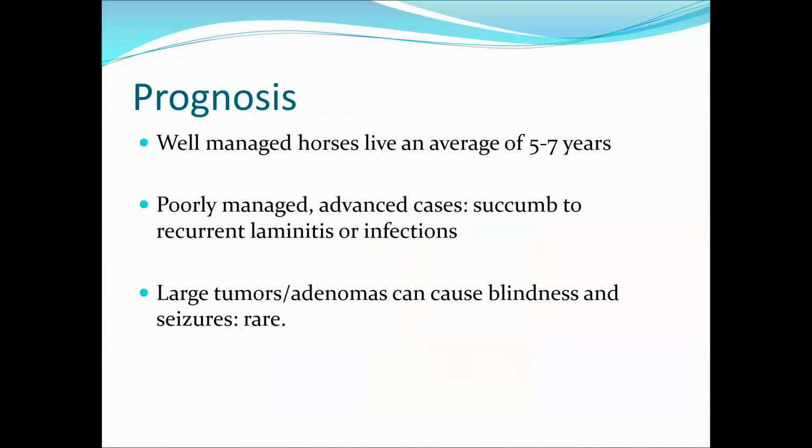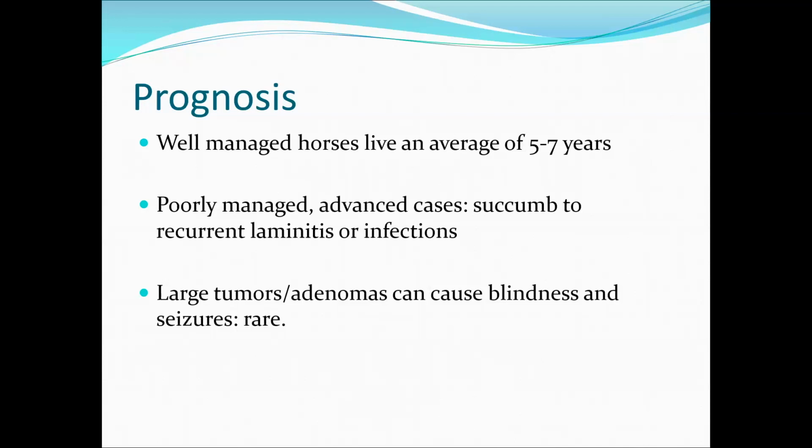All right. So this says well-managed horses live an average of 5 to 7 years. So remember, most of these horses are old to begin with. I've had several horses that live 10 years or more on Pergolide. And that's just a matter of how well they're managed and how old they are when they start their disease. If they're already 25 when they start their disease, then another 5 years is pretty darn good and they're 30.